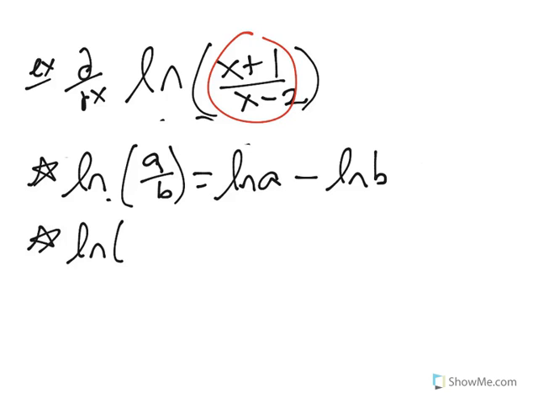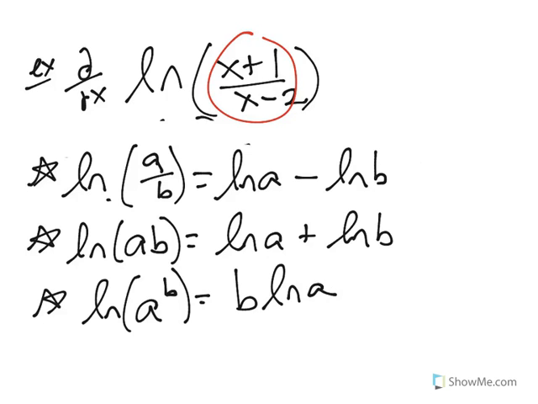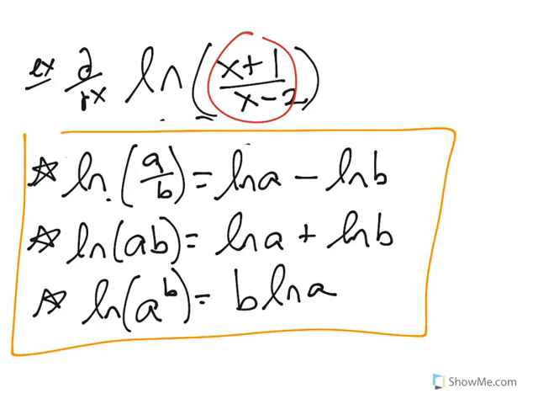you get the natural log of a minus the natural log of b. If you have the natural log of a times b, it's the natural log of a plus the natural log of b. And if you have natural log of a to the b, it's just b times the natural log of a. Those are the very, very important rules for logarithms. It's a way to rewrite them.